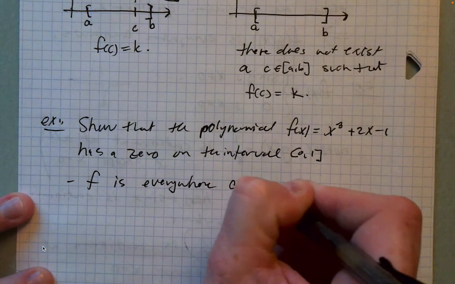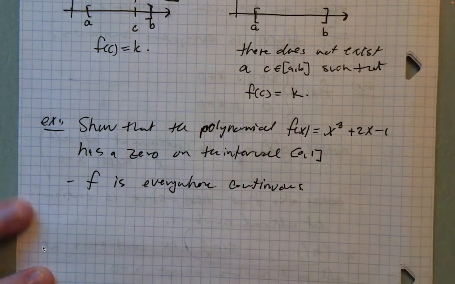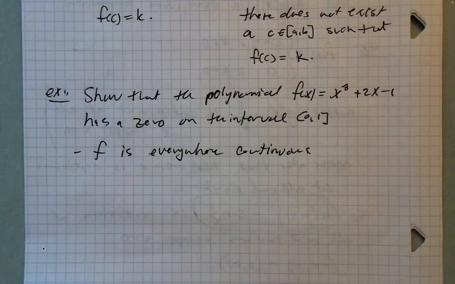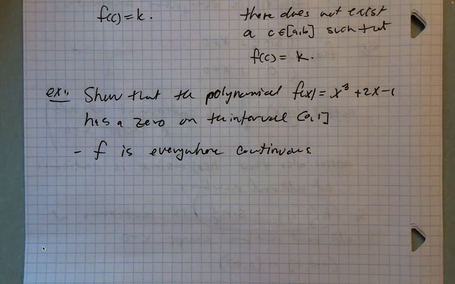Now, first thing to notice is f is everywhere continuous. How do we know that? Well, because it's a polynomial. So f is a polynomial, so f is everywhere continuous. That means we don't have to worry about the continuity. We know that it's continuous on the whole real number line, so clearly it is continuous on this closed interval.